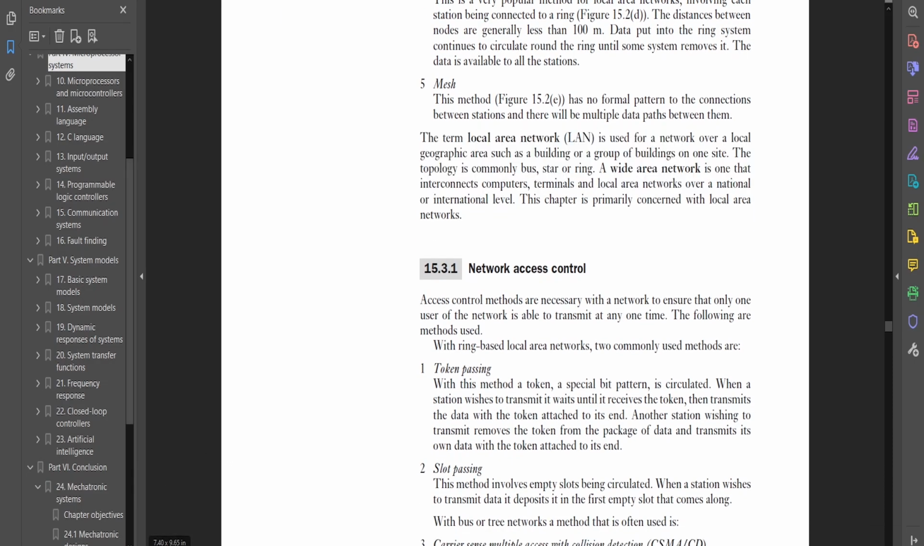All right, so let's finish. We've got communication systems and fault finding left of this bit, and then we've just got the part 5 system models and then conclusion. So let's finish communication systems and fault finding in this video.